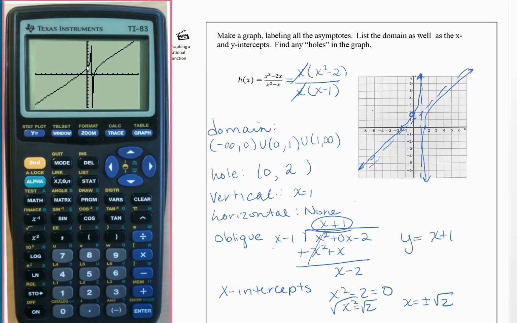And unfortunately, the calculators are very bad at showing holes, and especially in this case because the y-axis would be through the hole. But you do see that we get the overall shape of our graph.